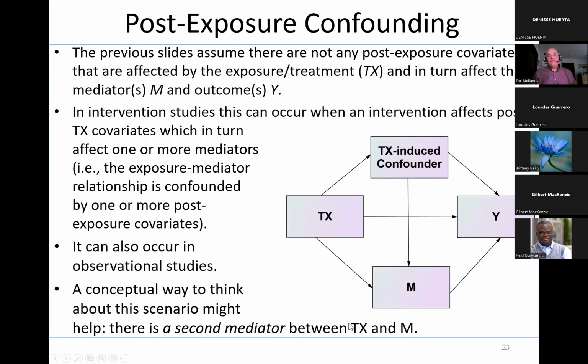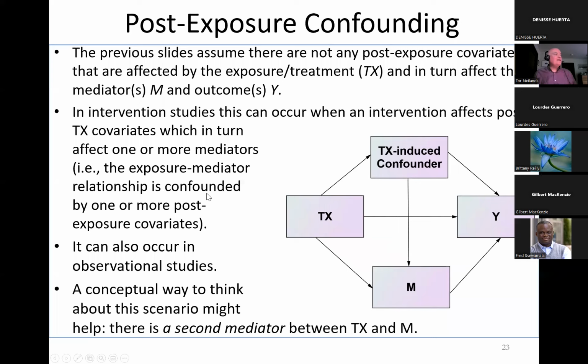Now, here's an interesting application of causal mediation analysis, and that is something called post-exposure confounding. So far, we've been assuming there are no post-exposure covariates that are affected by the exposure and in turn affect the mediators and outcomes. In intervention studies, though, you can have a situation where an intervention affects some kind of post-treatment covariate that in turn affects one or more of the mediators.